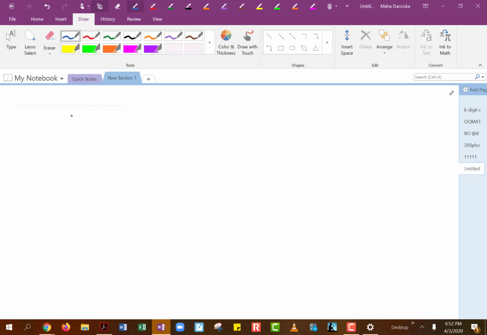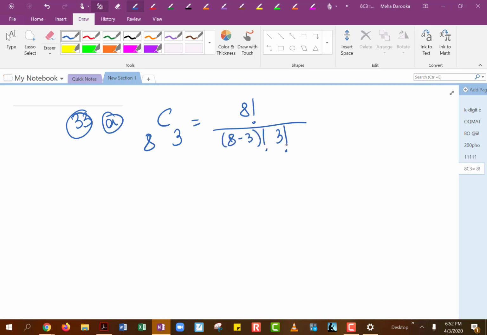So remember, your combination rule is 8 factorial, and then 8 minus 3 factorial, and then 3 factorial again. So that would be 8 factorial. 8 minus 3 is of course going to be 5. So that's going to be 5 factorial and then 3 factorial. Okay, so again, let's see how we can write this down. 8 times 7 times 6. And I'm actually going to stop at 5 factorial because I can cancel it out with the one on the denominator.